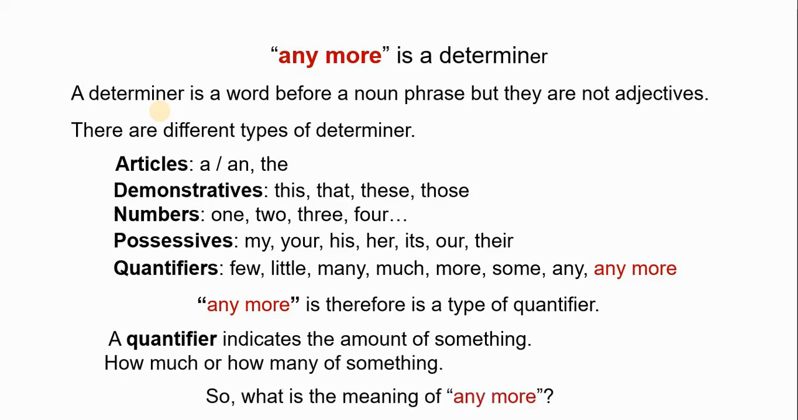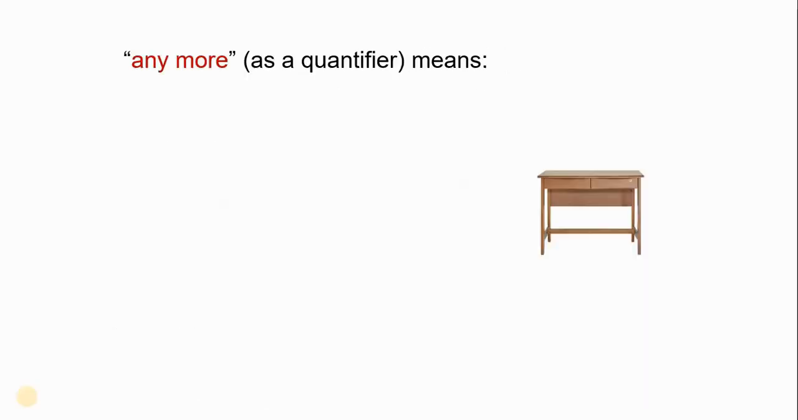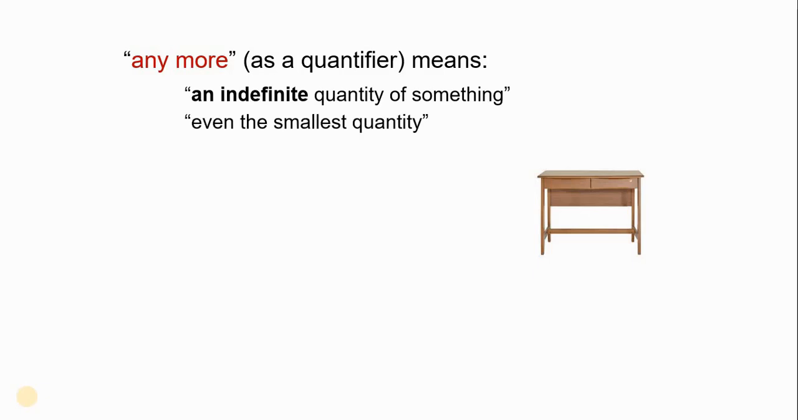So what is the meaning of anymore? Well, anymore as a quantifier means an indefinite quantity of something. So a quantity that is not defined, also meaning even the smallest quantity of something. And I'll explain this with an example.